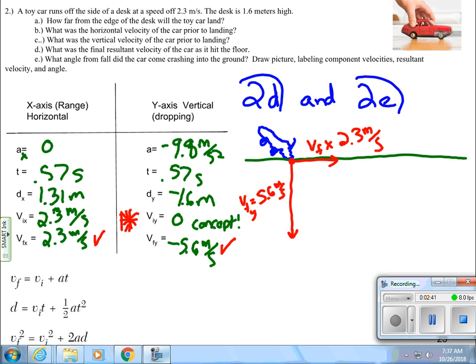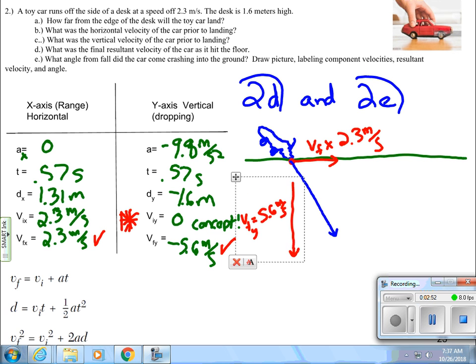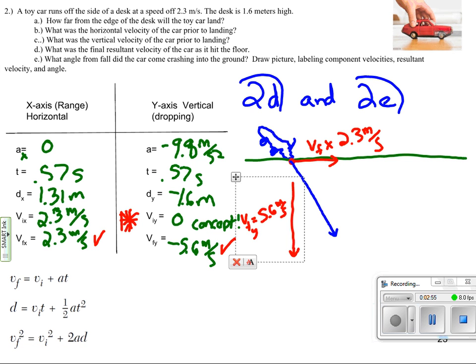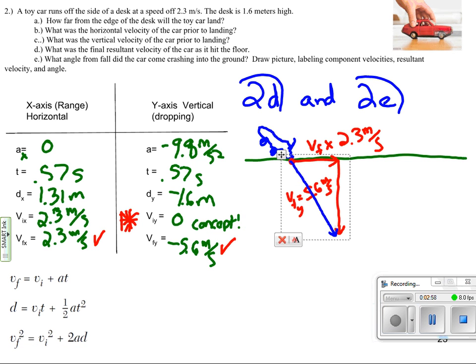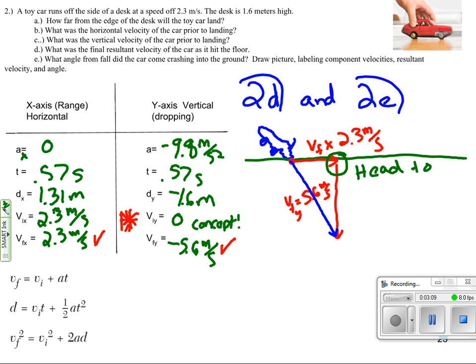Now, in order to find the final velocity of this car, we have to use some kind of head-to-toe movement. So we take this vector, move it over and put it right there. Now I have the head-to-toe idea. And when you have head-to-toe with two vectors, you can now draw this resultant vector.